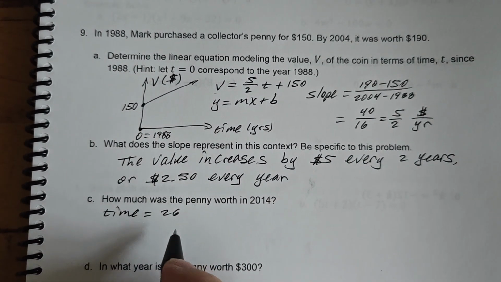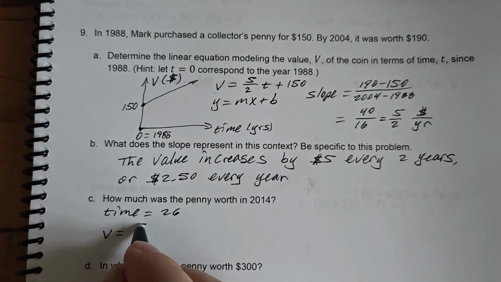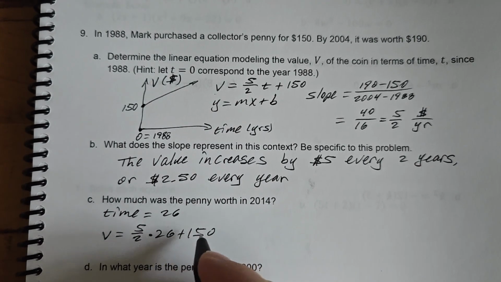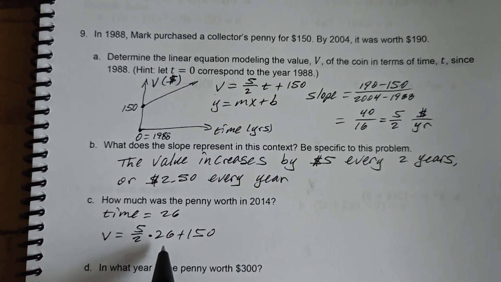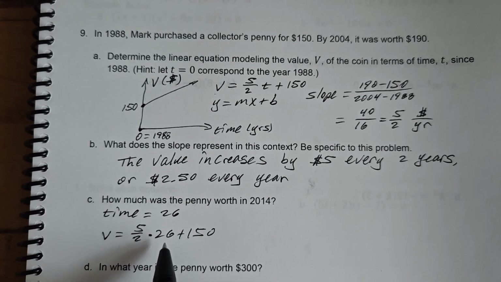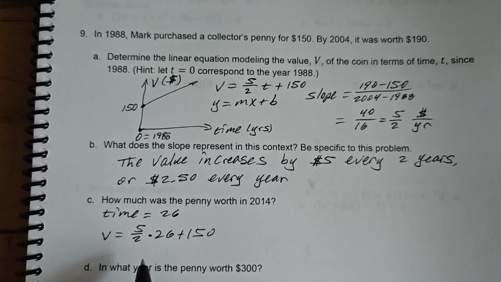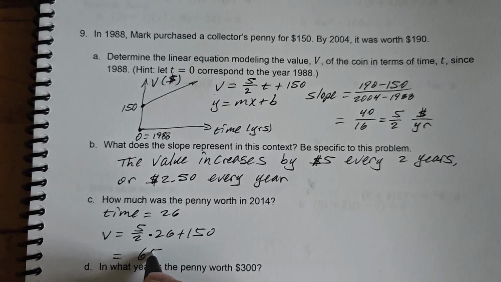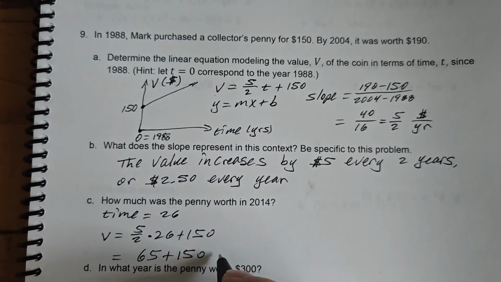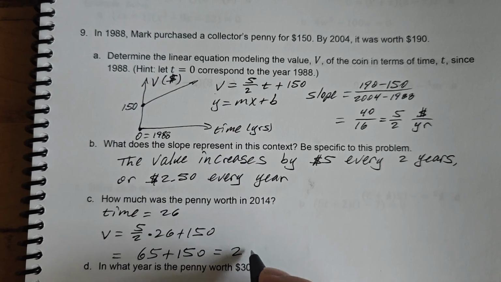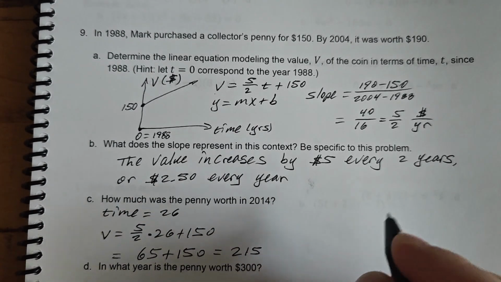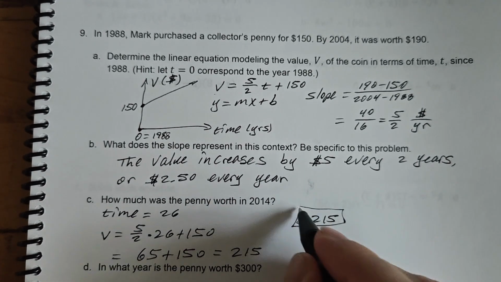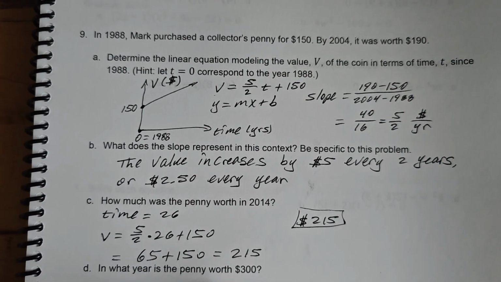So time equals 26, so v equals 5 halves times 26 plus 150. 5 halves times 26, 5 times 26 is 130, divided by 2 is 65. So this is 65 plus 150, which is equal to 215. So $215.